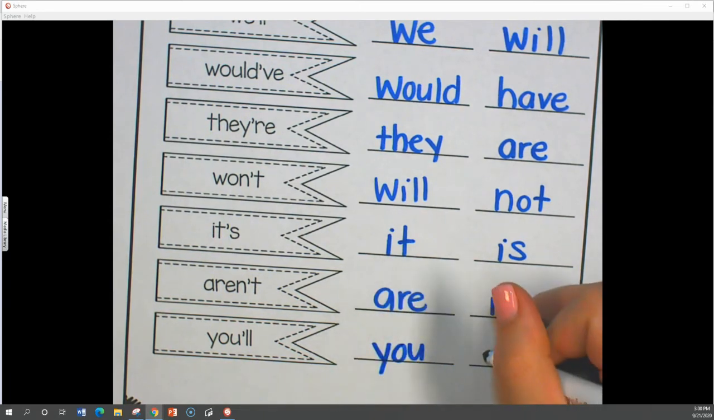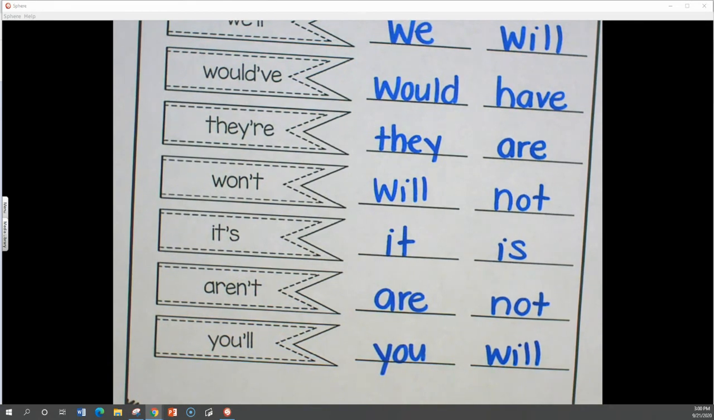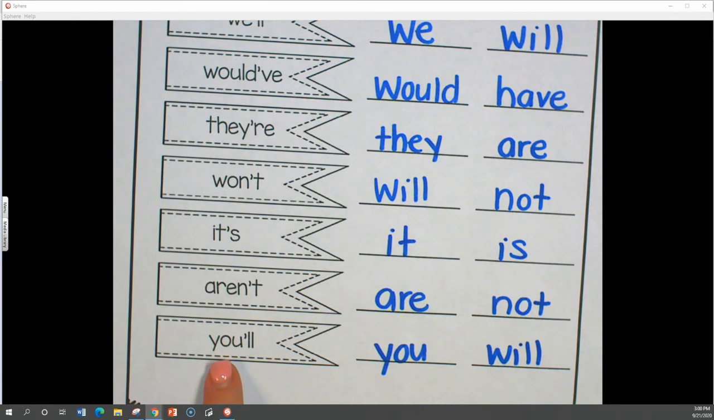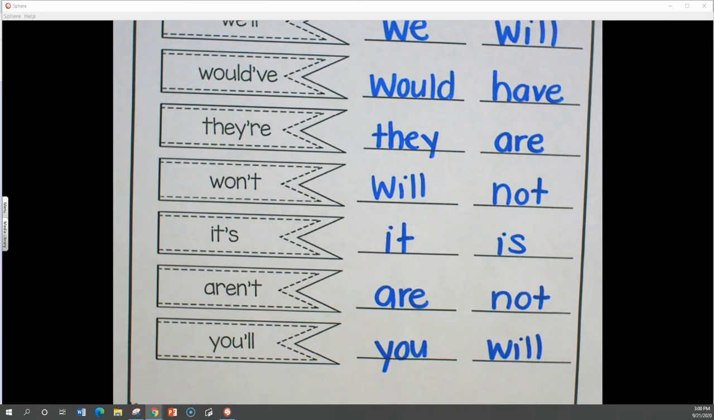You will. For your assignment today, you will read some sentences and you are going to come across contractions. It will be your job to break apart those contractions into two different words.